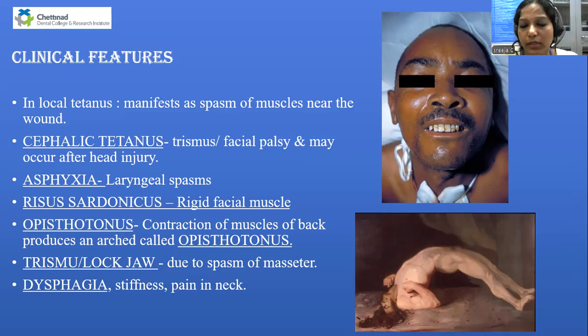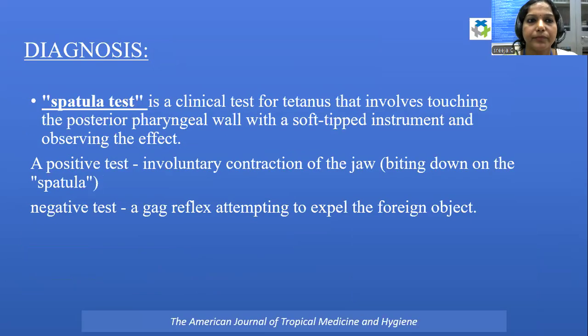So, C-A-R-O-T-I-D. C for cephalic tetanus, A for asphyxia, R for risus sardonicus, O for opisthotonus, T for trismus, I for anaerobic infection, and D for dysphagia.